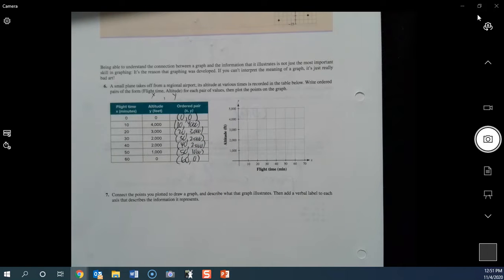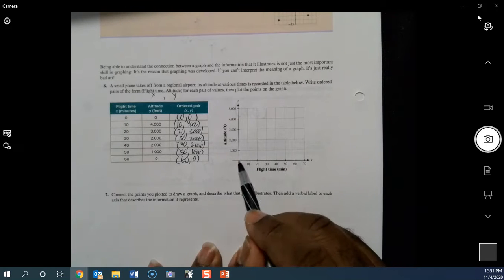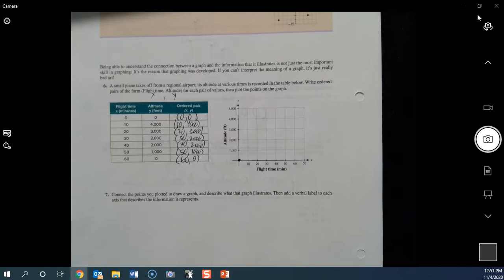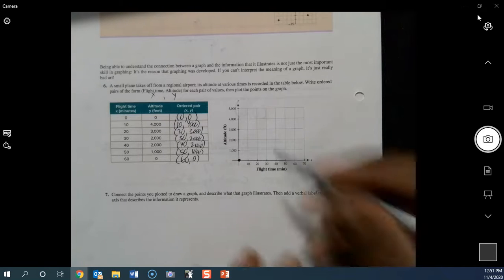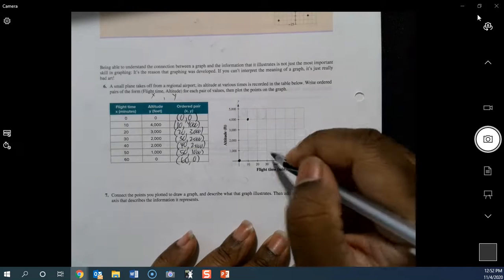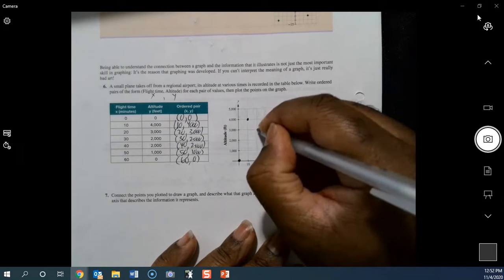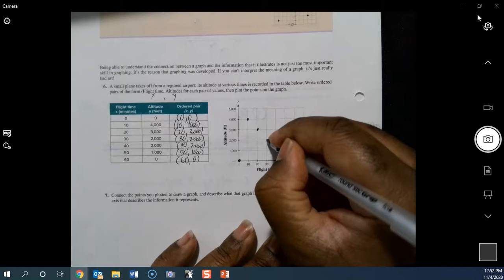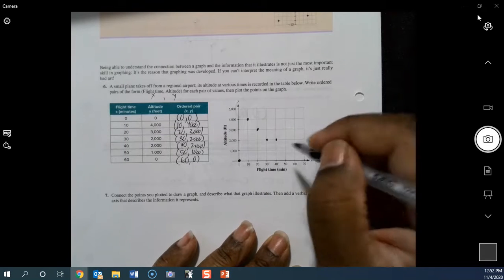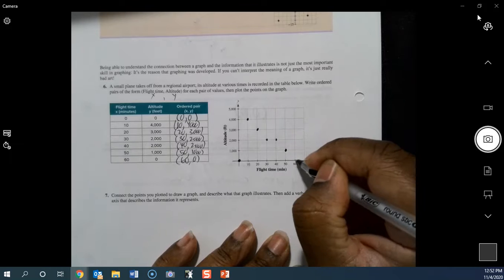Now, the next thing here, we have altitude. Okay, listen. Where the X and Y meets, that is the origin. The origin here is 0, 0. So they tell us our first point here is 0, 0, which goes here. Now our second point is 10 to 4,000. So we go here to 10, we go up to 4,000. Next point, 20 to 3,000. So go here, 30 to 2,000, 40 to 2,000. And then we would go 50 to 1,000, and then 60, 0.